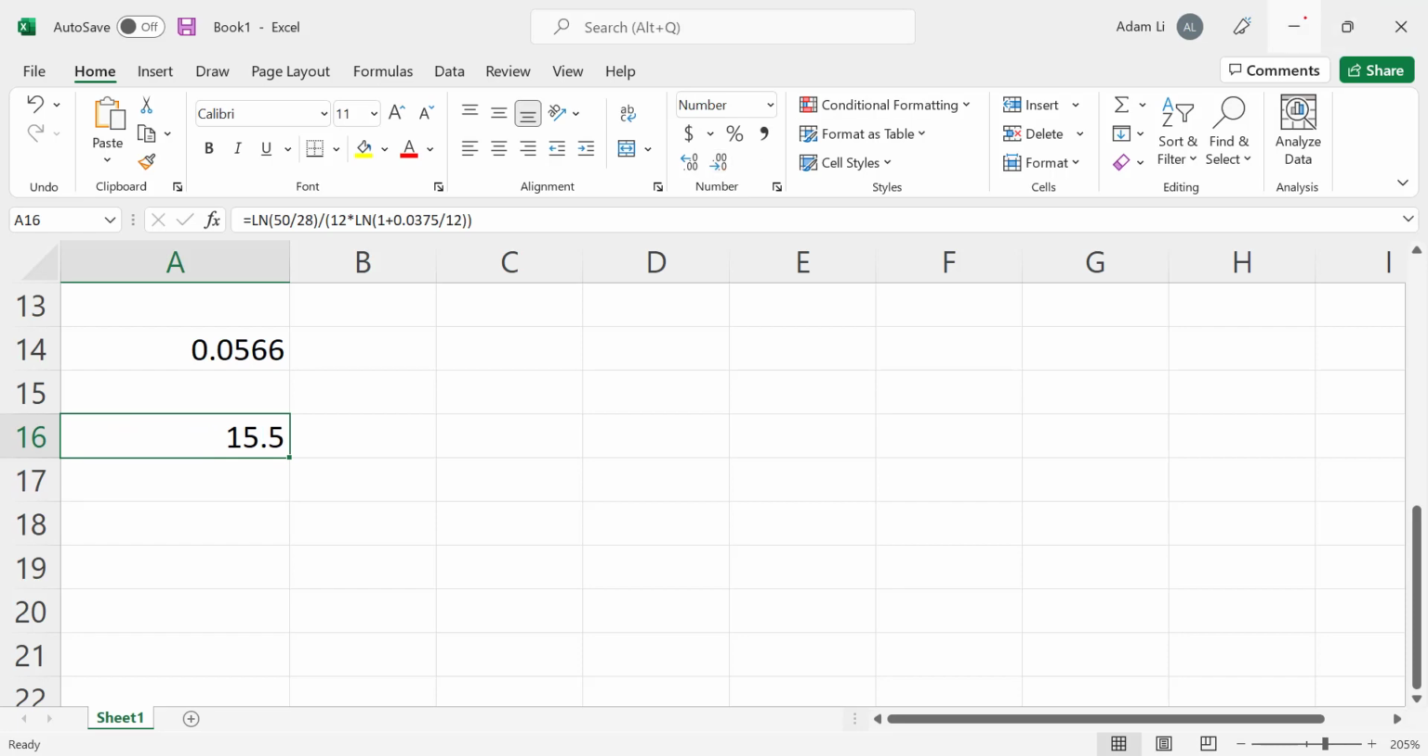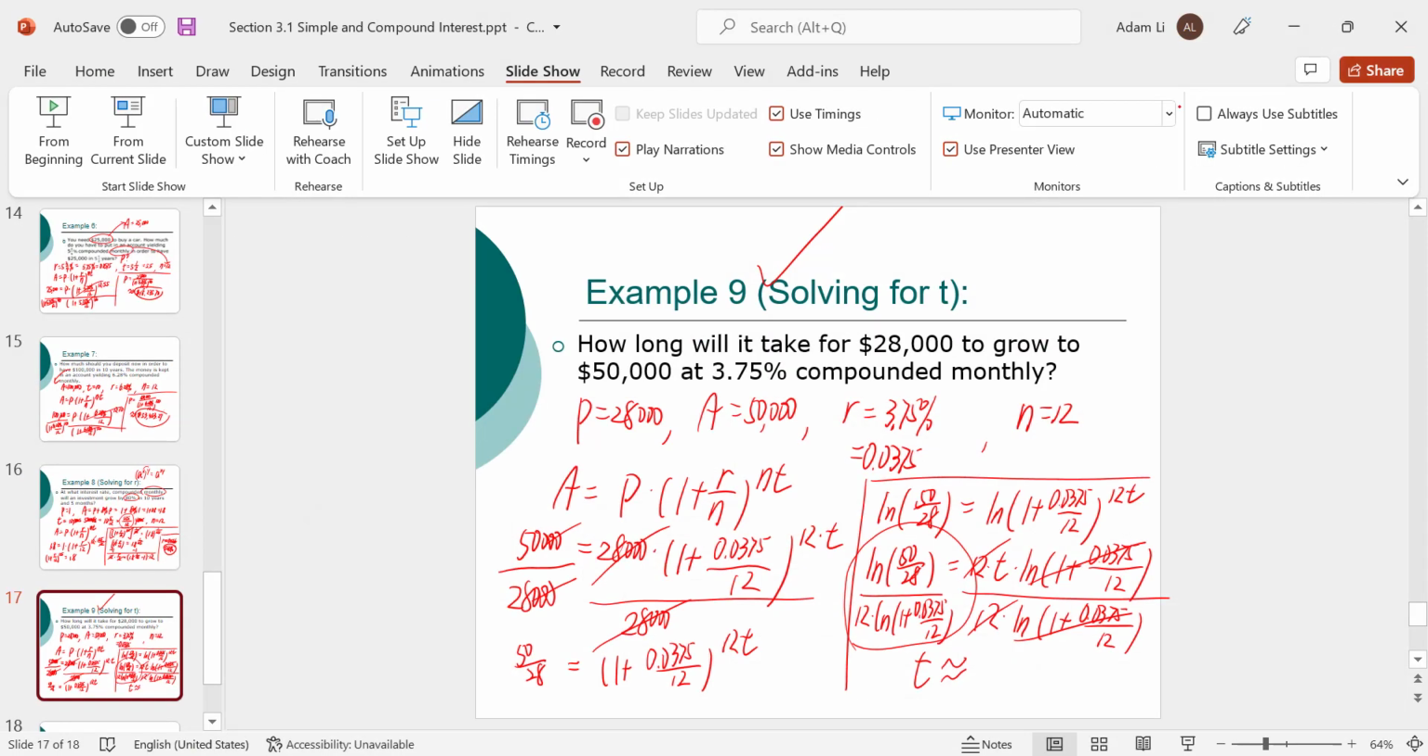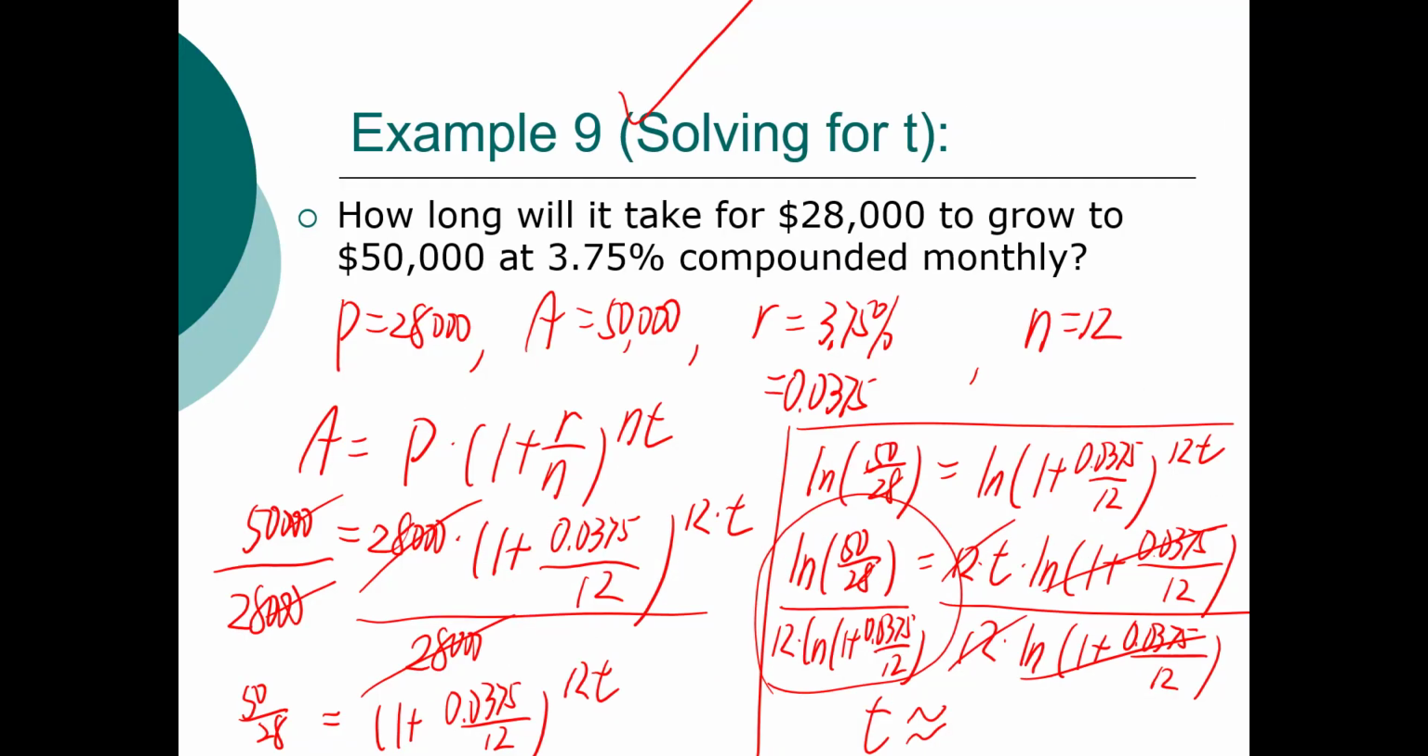So here we're talking about time t. So 15.5 years is about 15 years and then 6 months. So that's the timeline we're looking at for the money to grow from 28,000 to 50,000. And again, we use some algebra in terms of the exponential properties to solve it.